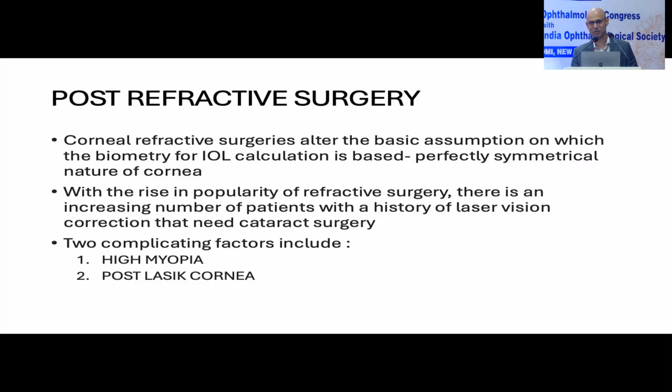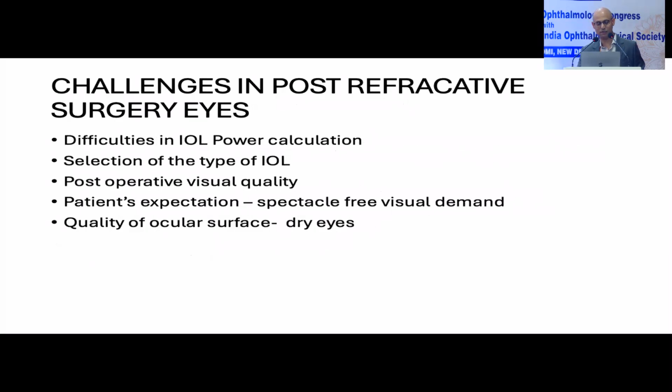One is that these patients have an extreme of axial length, either high myopia or hyperopia, for which a refractive surgery has been done. And then the corneal shape has been altered, so your keratometric calculation and effective lens position goes out the window because of the alteration that you've done with the refractive surgery. So you have difficulties in IOL power calculation, you have difficulties in selecting the type of IOL.